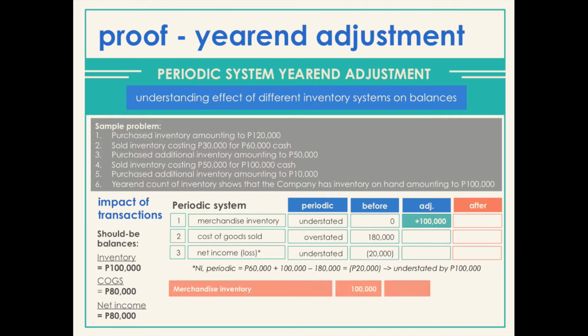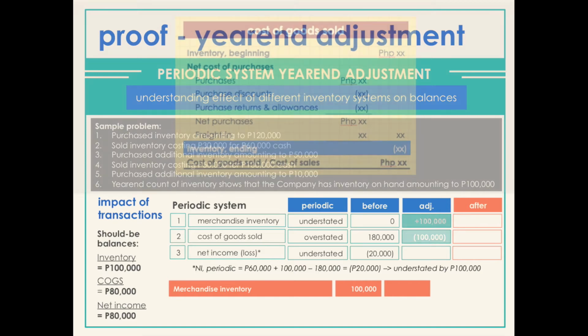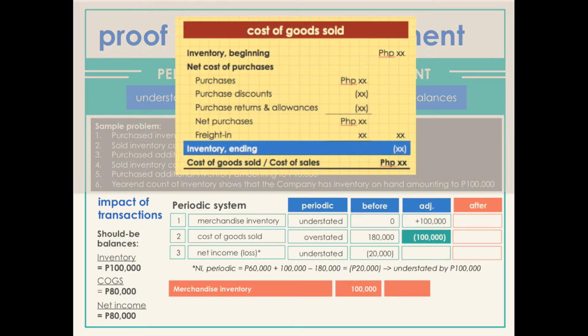First, we need to increase inventory by 100,000, which is the result of the physical count conducted in transaction 6 above. To do that, we debit inventory by 100,000. Debiting inventory will increase the merchandise inventory balance by 100,000. Increasing merchandise inventory will also decrease the amount of cost of goods sold by 100,000 because if you recall the formula earlier, to compute for cost of goods sold, we deduct the amount of inventory.